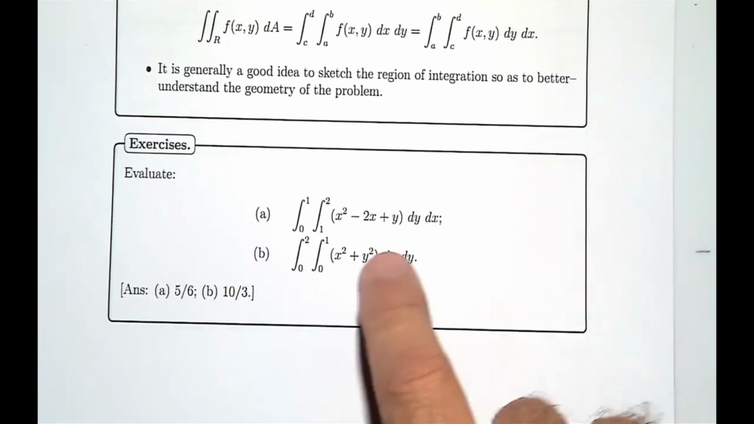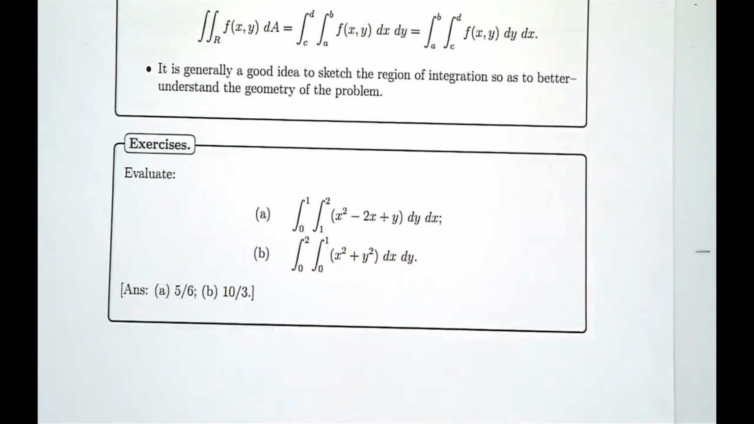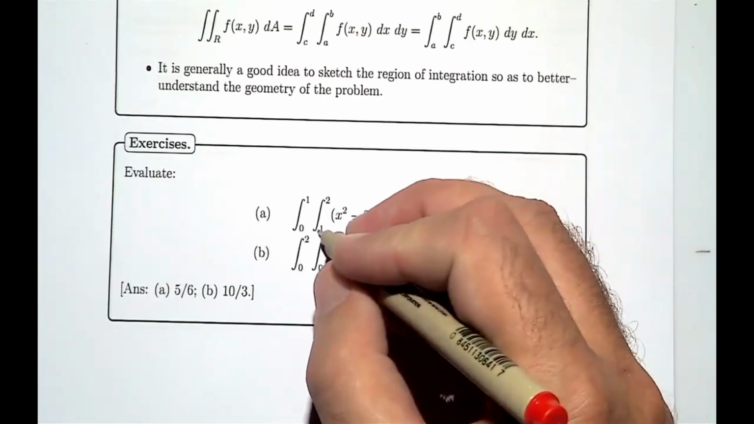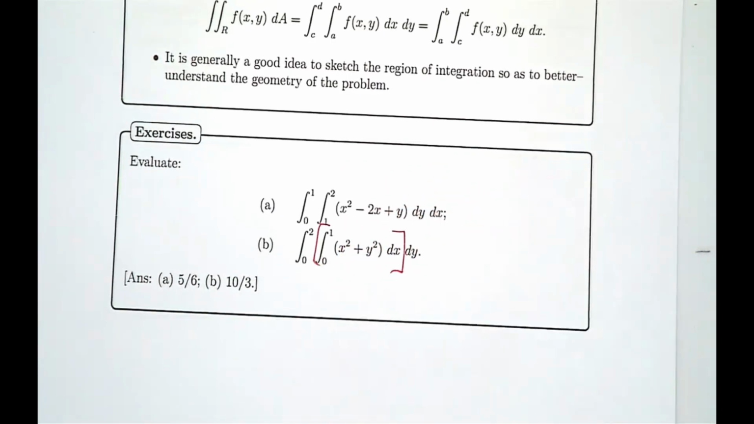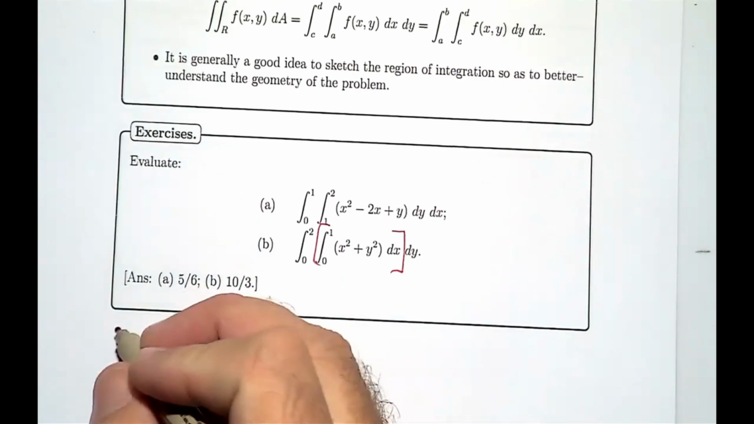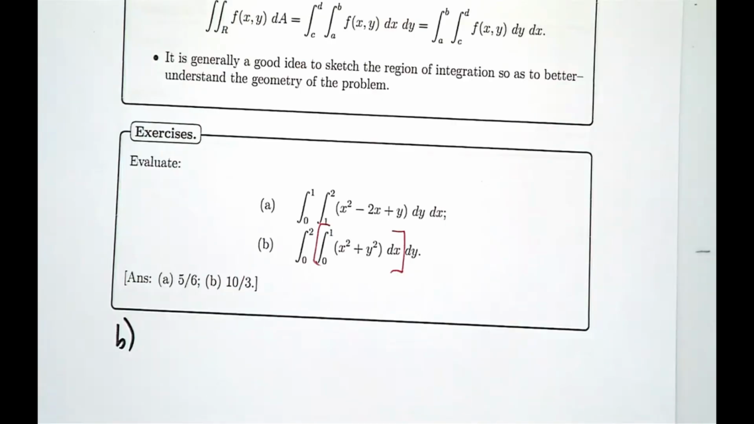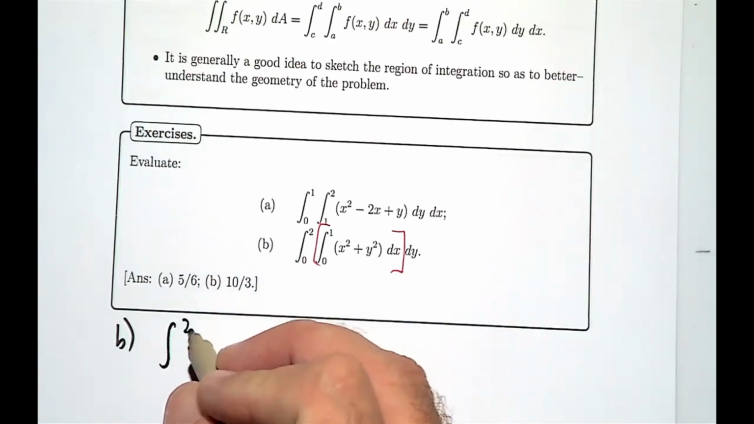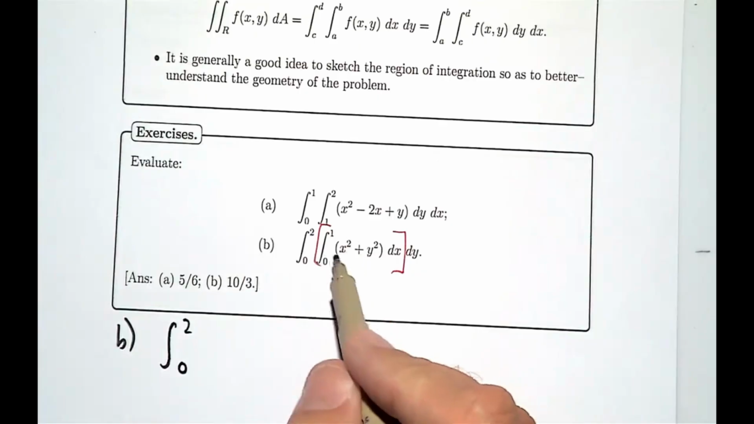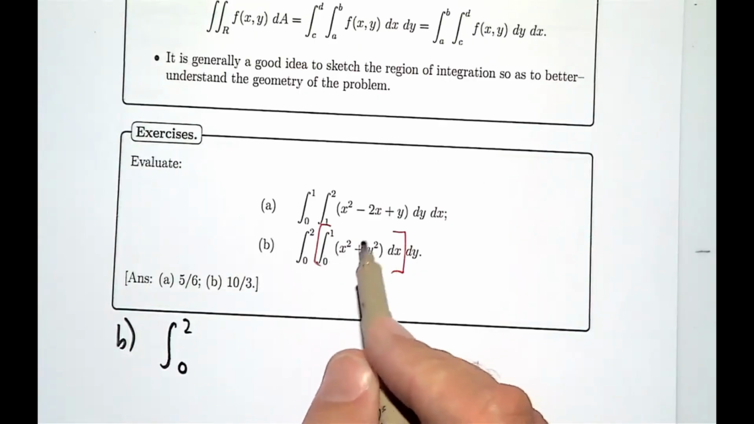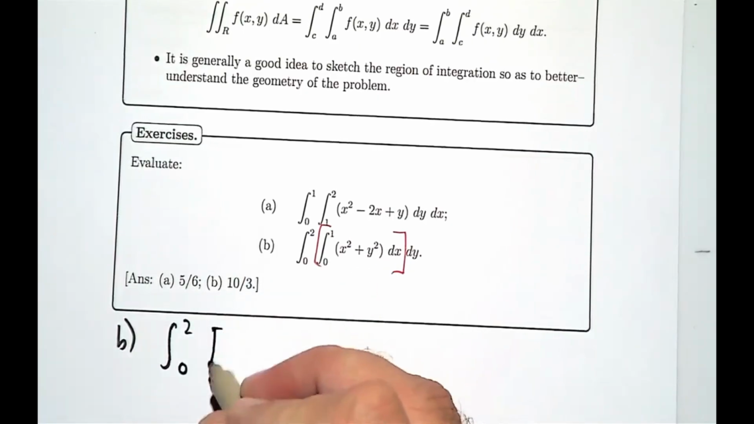Okay, so just integrate term by term. So let's do the second one. So here I would integrate with respect to x first, imagining y is a constant. I'll get something and then I'll integrate again with respect to the other variable. All right, so that's going to become a third x cubed. That's going to become xy squared.